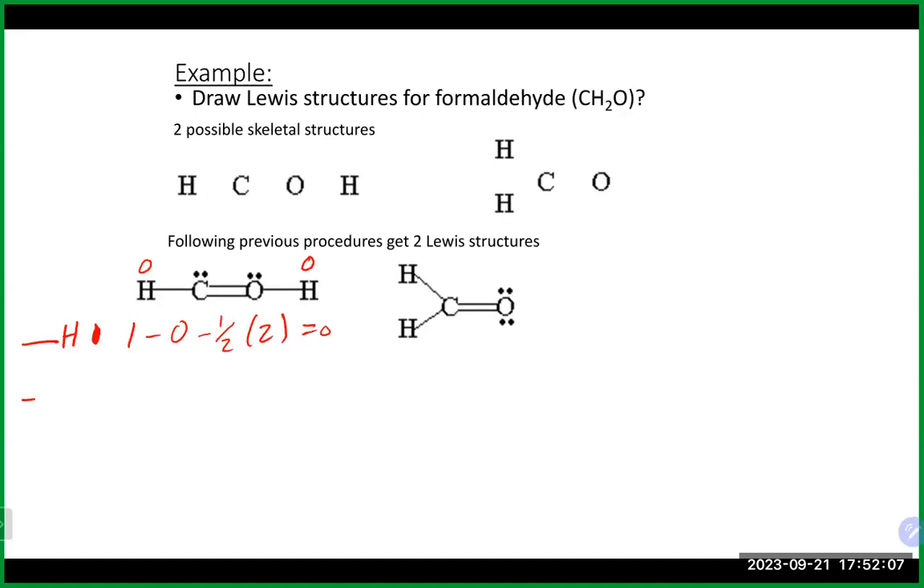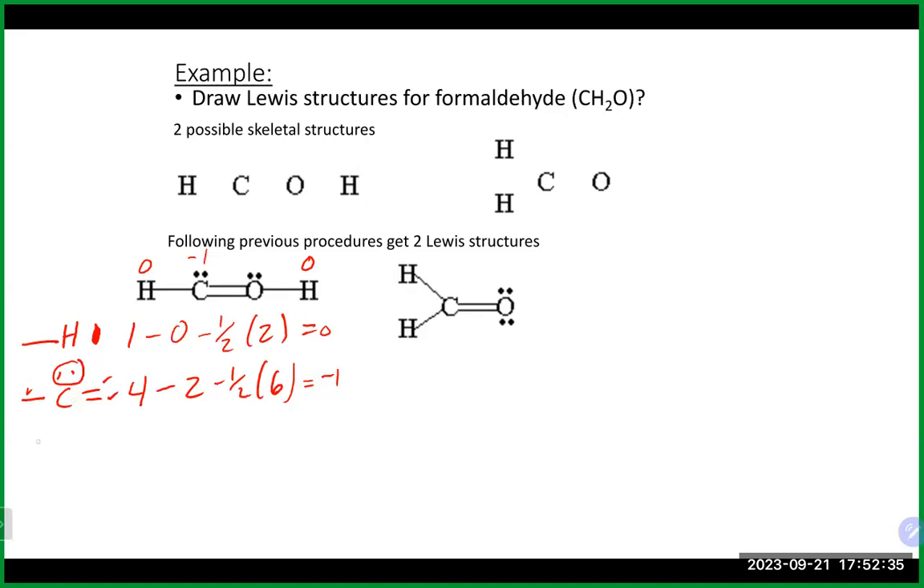If we look at the carbon here, for carbon we've got 4 minus 2, which would be our non-bonding electrons, minus 1/2 of 6, 2 for each of the lines that are there. That's 4 minus 2 is 2, minus half of 6, which is 3. I'm going to go with a negative 1 on that.